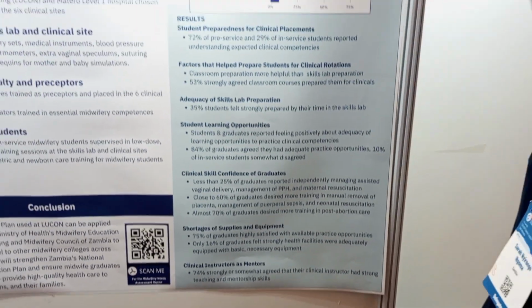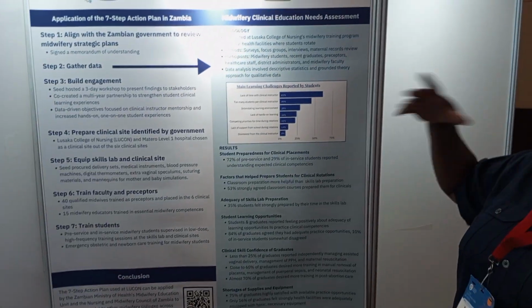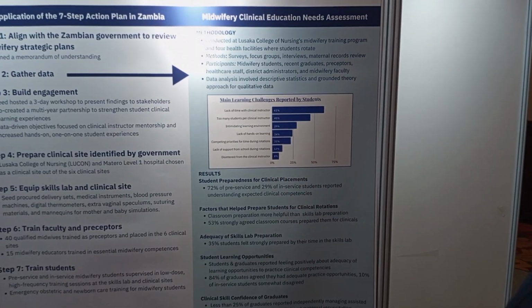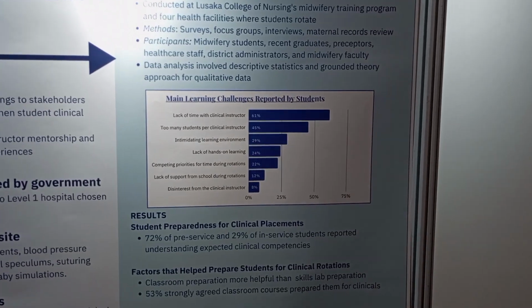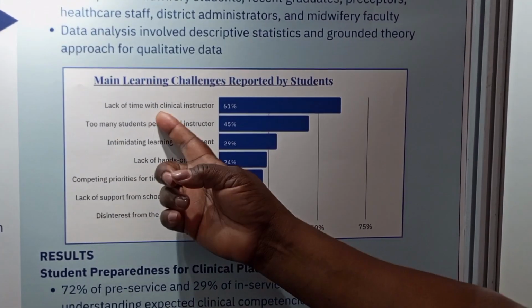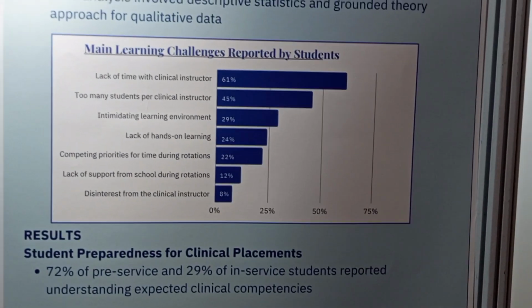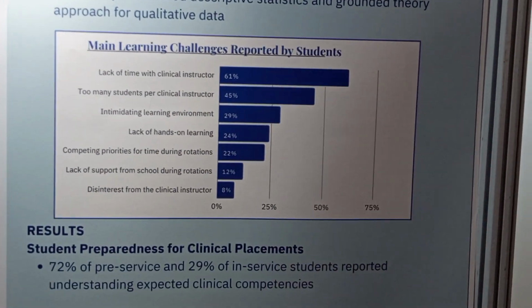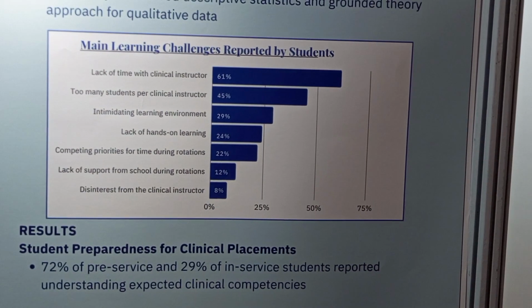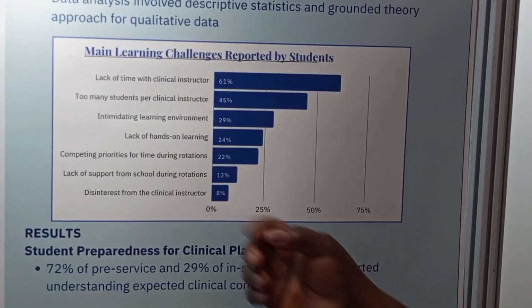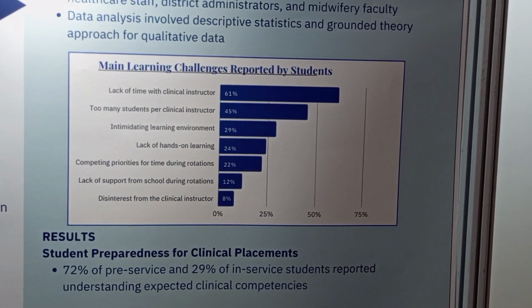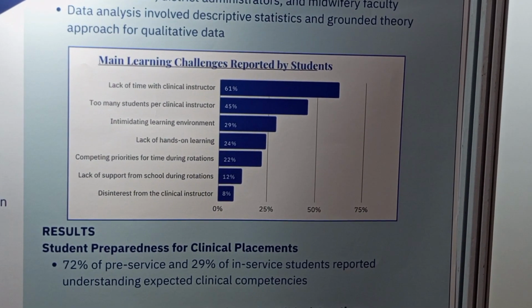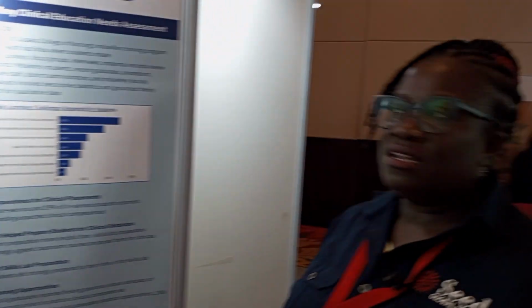So after this, some of the results that came out, the challenges from the results, are displayed in this graph. You see that lack of time with clinical instructors was quite high. 61% of the students said there was no time with the clinical instructors, and 45% said there were too many students per clinical instructor. I'm sure you're aware how challenging the ratio of students to clinical instructors is.